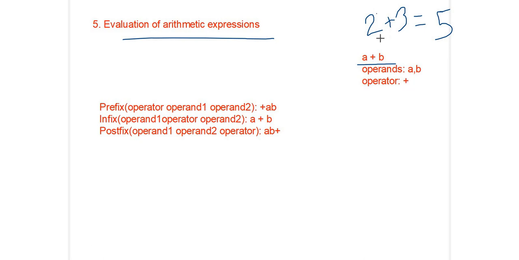As it is adding two numbers, it is taking two inputs. That's why it is a binary operator. After the addition, the result will be stored in a variable.